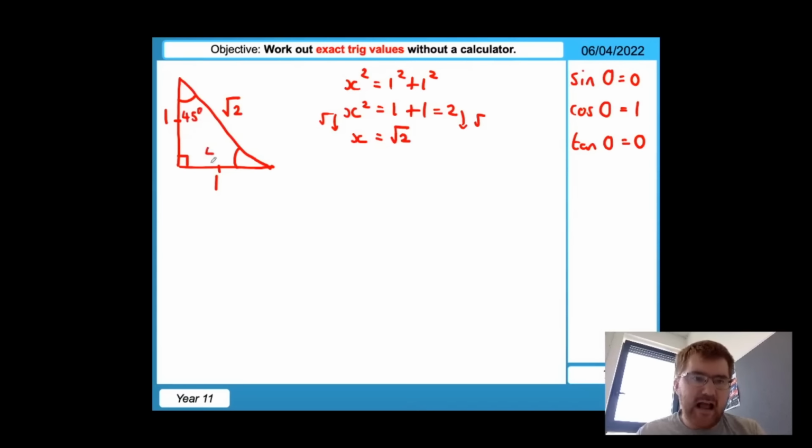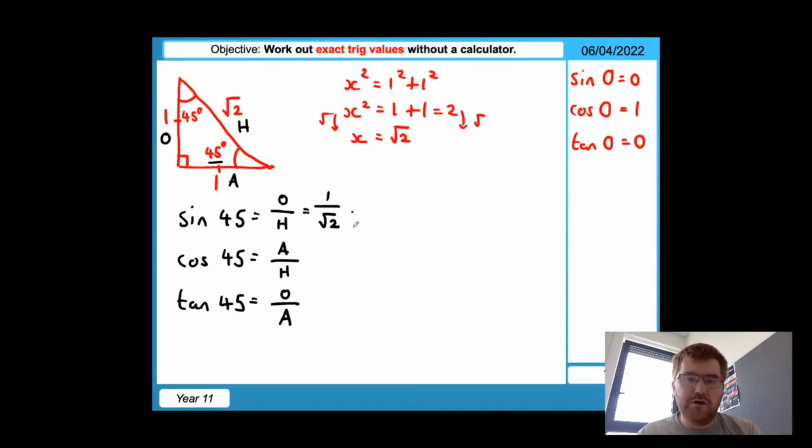So what I'm going to do is label my triangle. Well, let's just take this angle down the bottom here. So this will be O, the opposite, this is A, and then this could be my hypotenuse H. And now I substitute into my normal SOHCAHTOA. So opposite is equal to 1, hypotenuse is equal to root 2. So sine 45 is equal to 1 over root 2.